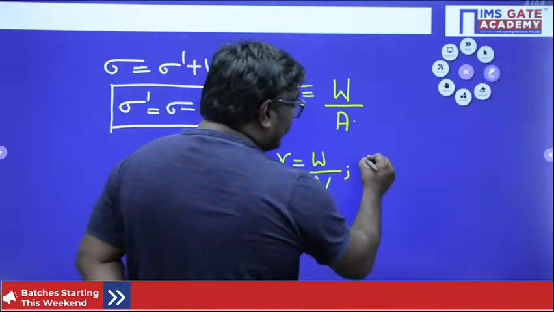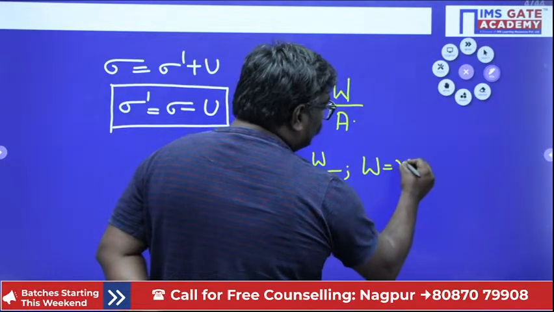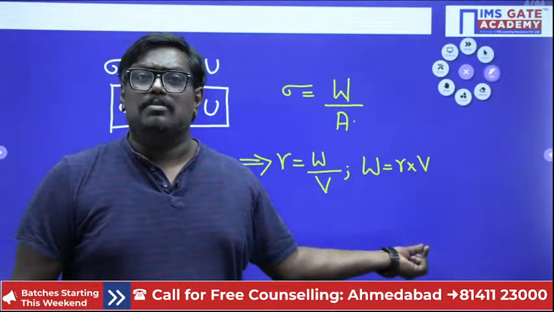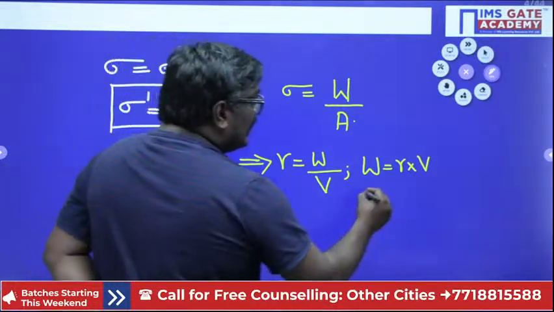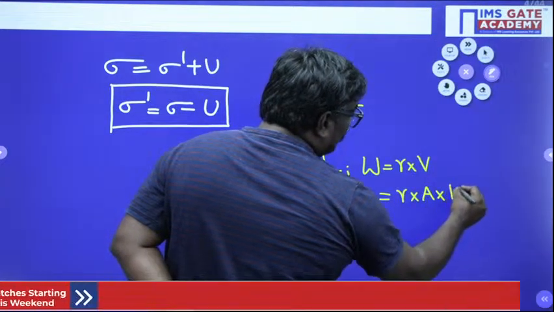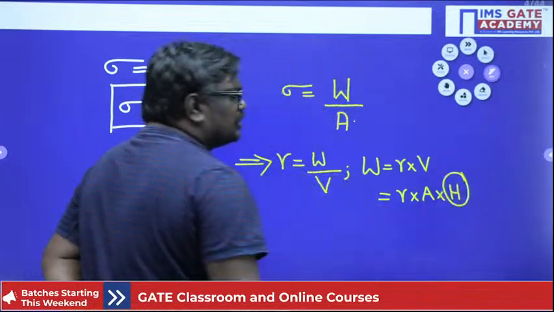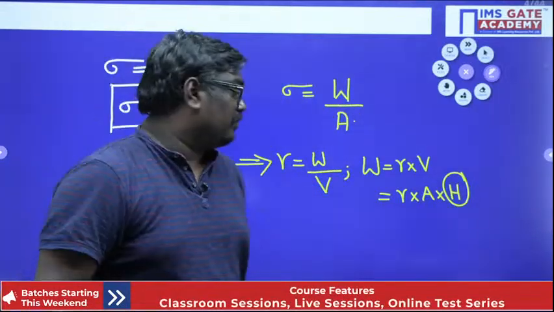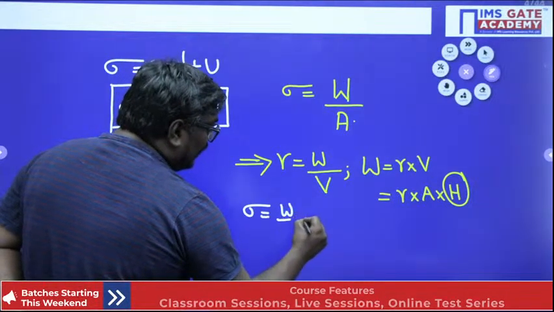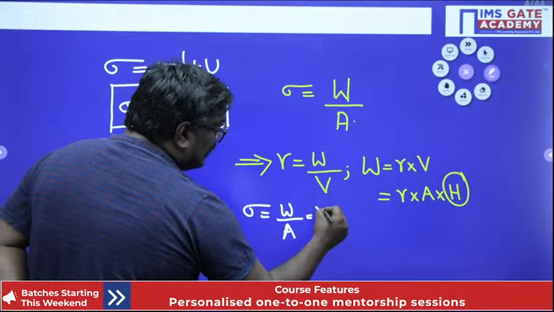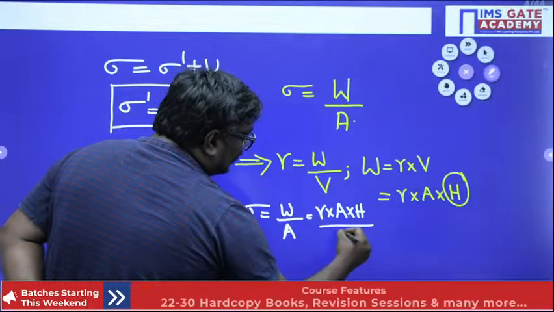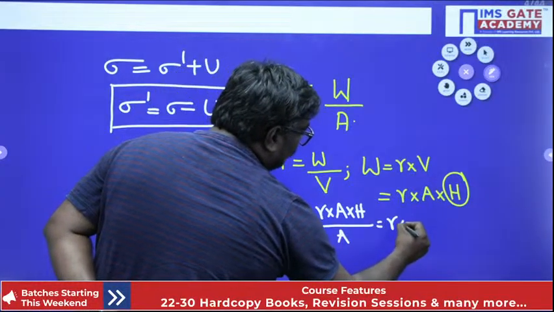And here you can write weight is equal to gamma into volume. Okay. And how can you write volume? Area into height. So here you can write gamma into area into H. What is this? H is depth of the soil strata or thickness of the soil strata, whatever you feel. So if I substitute here sigma is equal to W upon A, you can write it as gamma into A into H upon A. So you can write this as gamma into H.